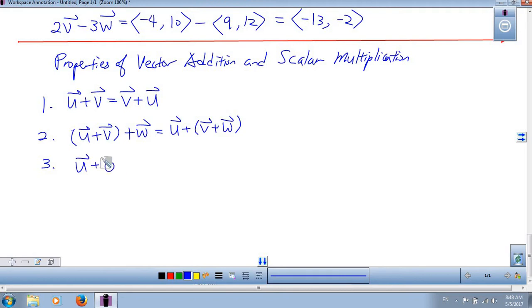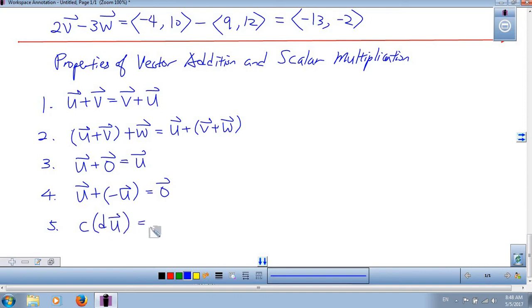Now vector u plus vector 0 is still vector u. That's the identity property for addition, for vector 0. Vector u plus the opposite of vector u should give us vector 0. And then we have scalars, c and d. Notice if I don't put a vector sign on it, it means scalar. So c times d times u is equal to c times d times u. This is the associative property of scalar multiplication.